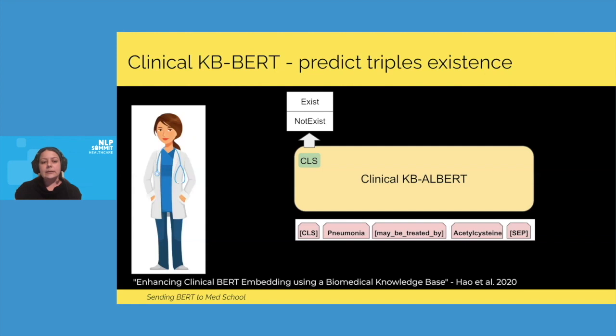What is done in clinical KB ALBERT is another pre-training task. Instead of inputting a sentence, we input a triplet of two entities and a relation. For example, here it's pneumonia and acetylcysteine, and the relation between them is may be treated by. And we let BERT predict whether this triplet exists or doesn't exist in the ontology.